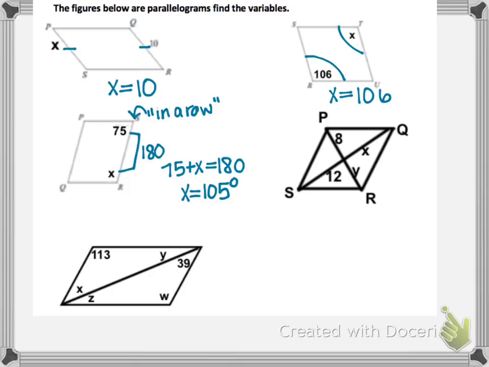All right, on this next guy, we have diagonals. And we know that the diagonals are going to bisect each other. So first we look at x, we're looking at the diagonal of QS. So that means that the other part that it's going to be congruent to is going to be down here, 12. So x will equal 12. Y is over here on the diagonal of PR. So I'm going to set it equal to the other side of 8. So y equals 8.